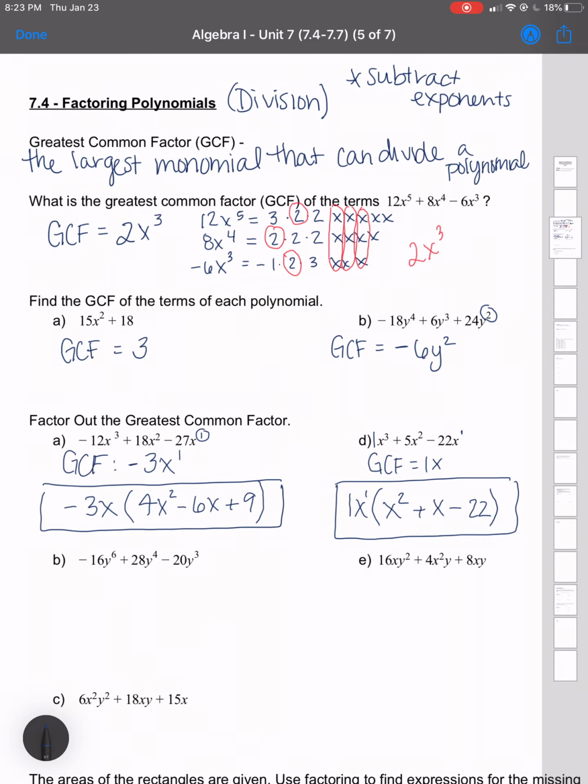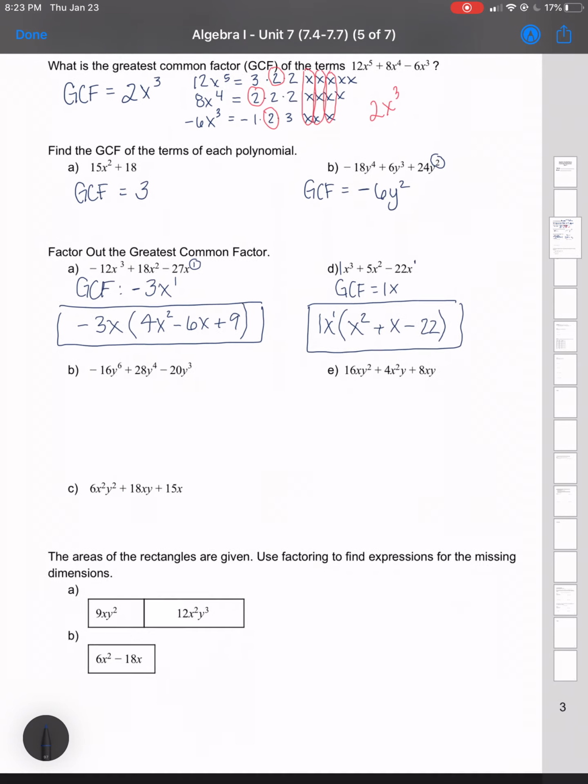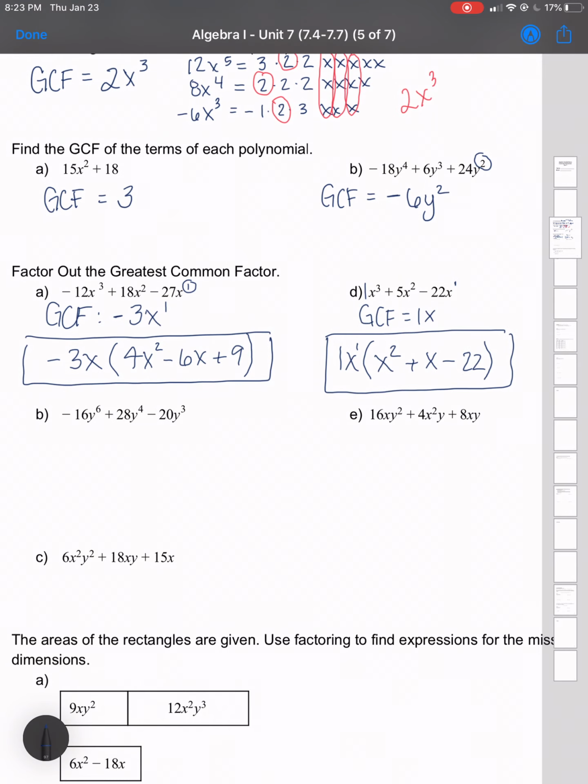Okay, so let's make it a little more difficult with slightly bigger numbers. Looking at B, we have negative 16y to the 6th plus 28y to the 4th minus 20y cubed. Here I'm not going to write this top step. That's not necessary unless it asks specifically for what the GCF is.